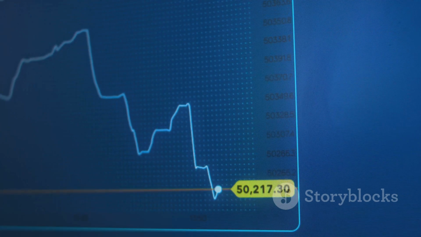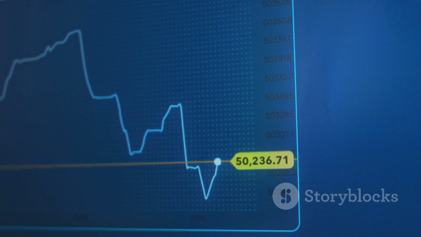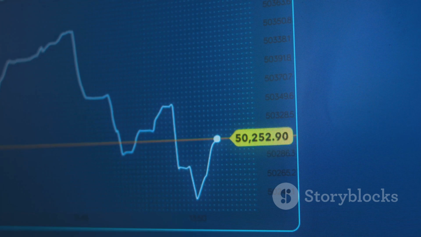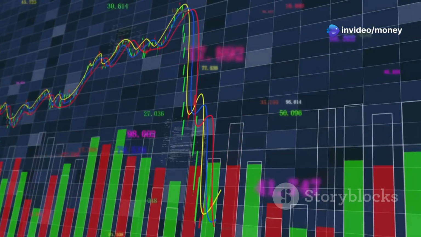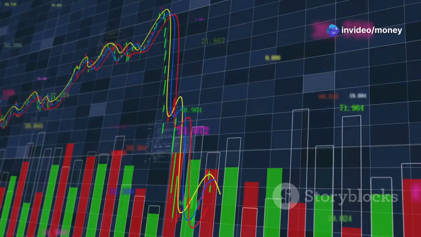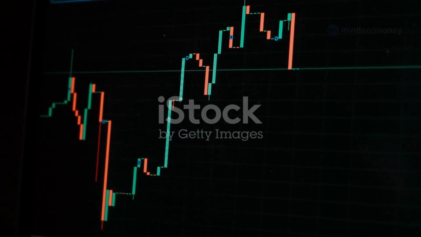This structure tells a compelling story. During the session, sellers pushed the price significantly lower, but a powerful wave of buying pressure emerged, driving the price all the way back up to close near its opening level. This indicates that the bears lost control.